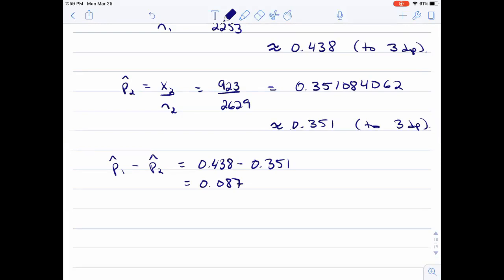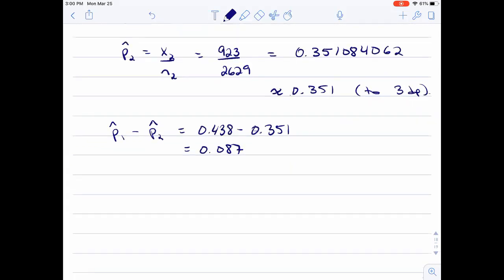Same idea as before. We've got a difference in proportion of essentially 8.7%, 0.087. Even though it looks small, when you convert it to a percentage, it's not that small. But we want to know if it's different from 0. That's going to be the end game. Whenever we're talking about differences, we're going to be comparing the difference to 0. That's part A: how large is the difference between the proportions? 0.087.